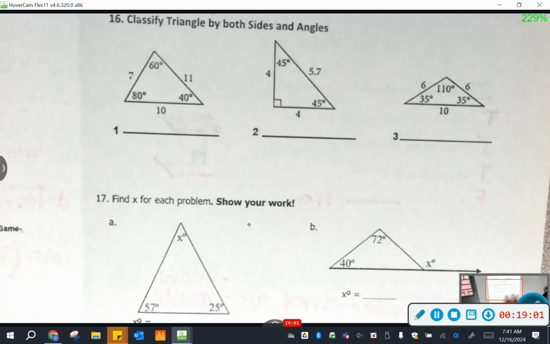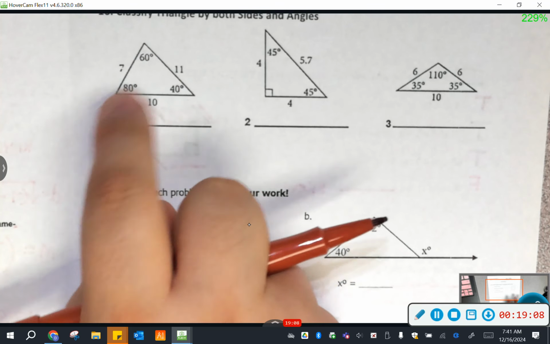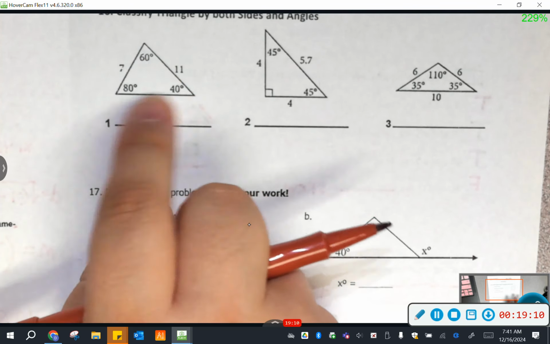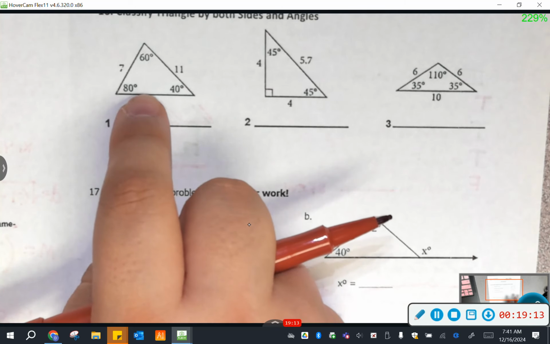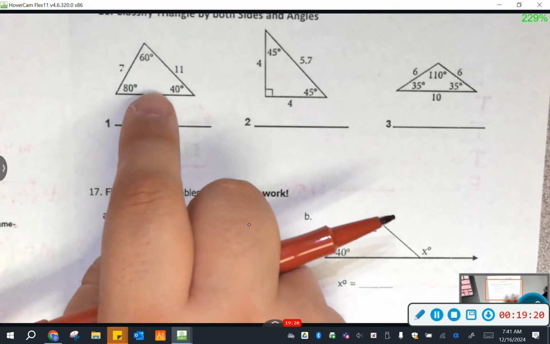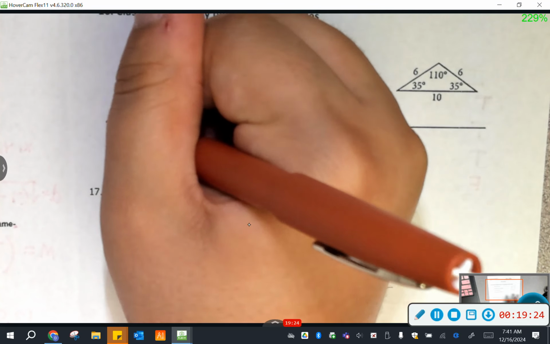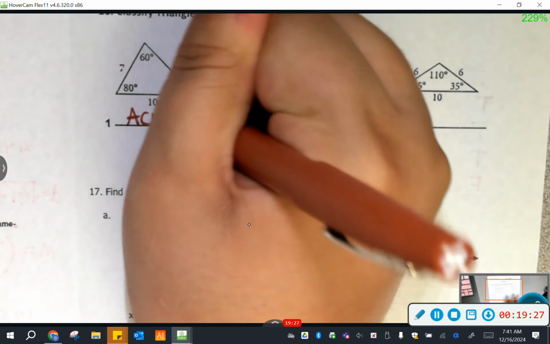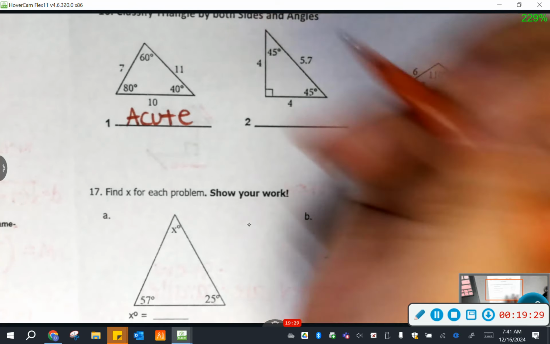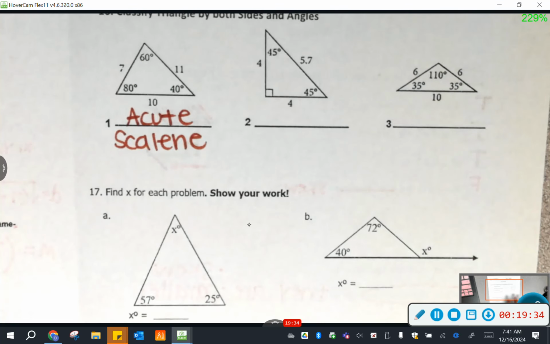All right, let's look at this one. It says classify by sides and angles. What do you notice about all my angles? They're all different and they are all, what type of angle? They're all less than 90. So if they're all different and they're all less than 90, this is an acute, what does it mean if they're all different? Scaling. Acute scaling.